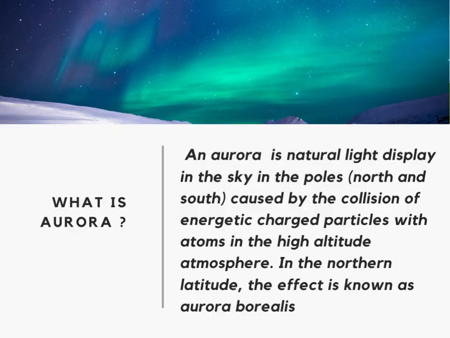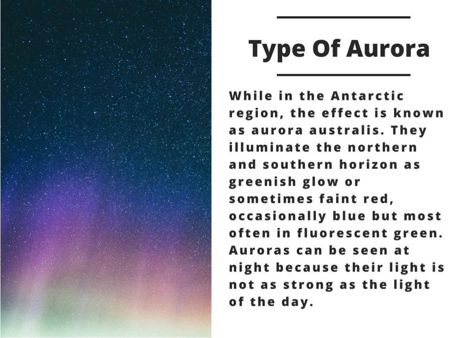First, I'd like to tell you about the definition of aurora, or what is aurora. An aurora is a natural light display in the sky in the north and south poles. An aurora is caused by the collision of energetic charged particles with atoms in the high altitude atmosphere. In the northern latitude, the effect is known as aurora borealis. Let's go to the next point. The next point is types of aurora.